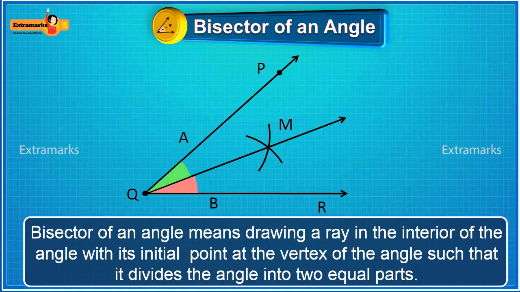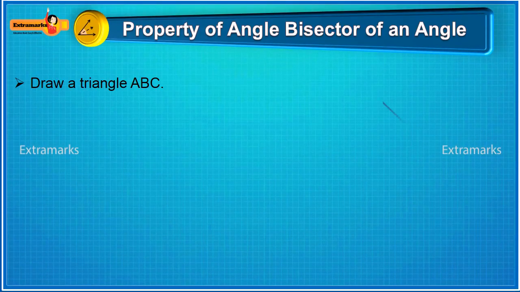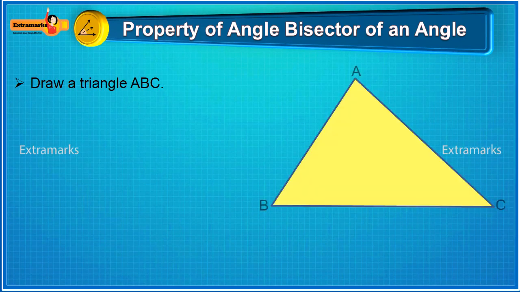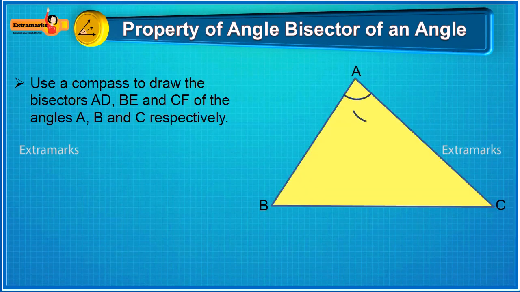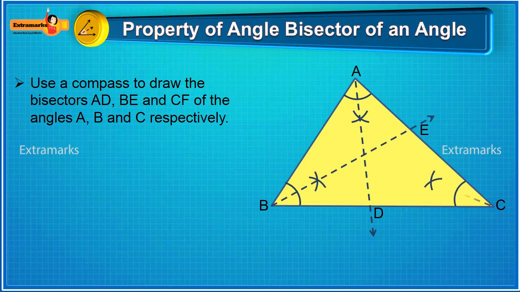Let us learn an important property of the angle bisectors of a triangle with the help of an activity. First, draw a triangle ABC. Use a compass to draw the bisectors AD, BE, and CF of the angles A, B and C respectively.